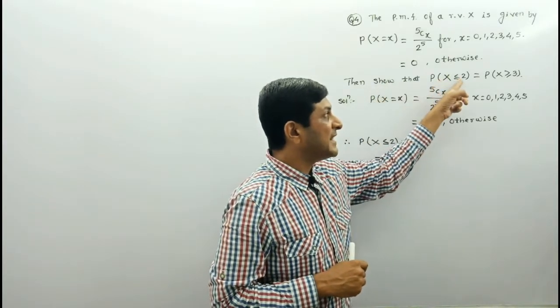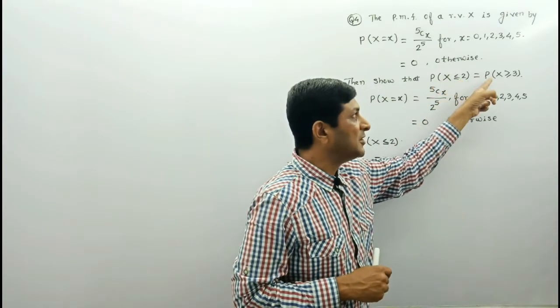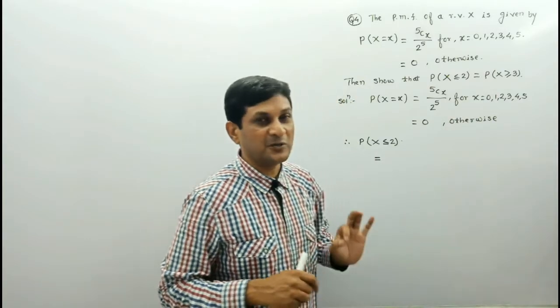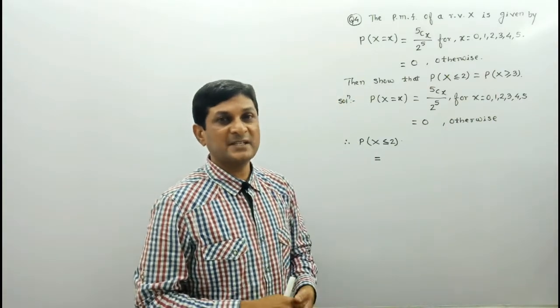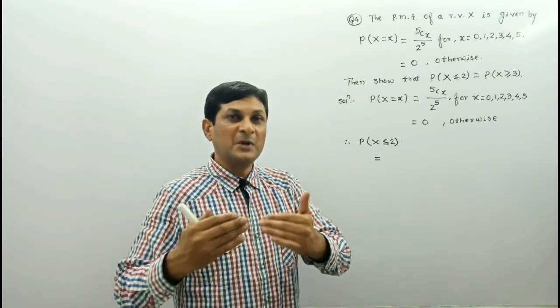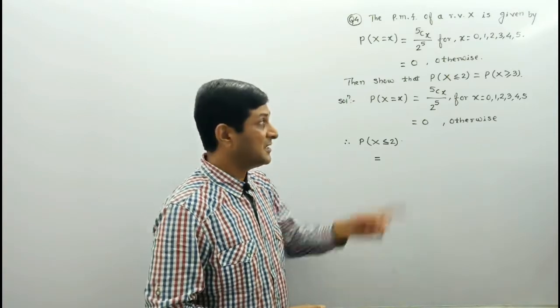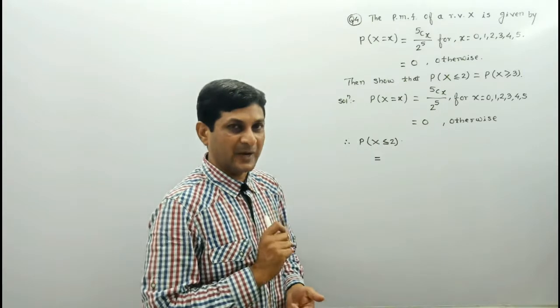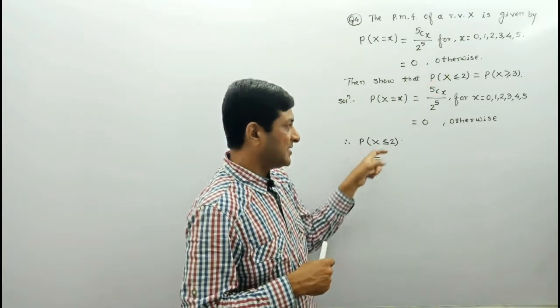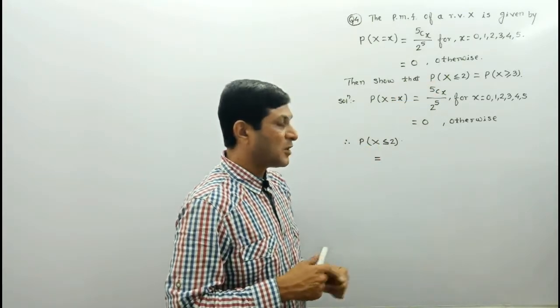P of x less than or equal to 2 is equal to P of x greater than or equal to 3. Already one such type of example we have solved in multiple choice questions. Let us again use the same method to show that these two values are equal. So first we are considering the left hand side, that is P of x less than or equal to 2.